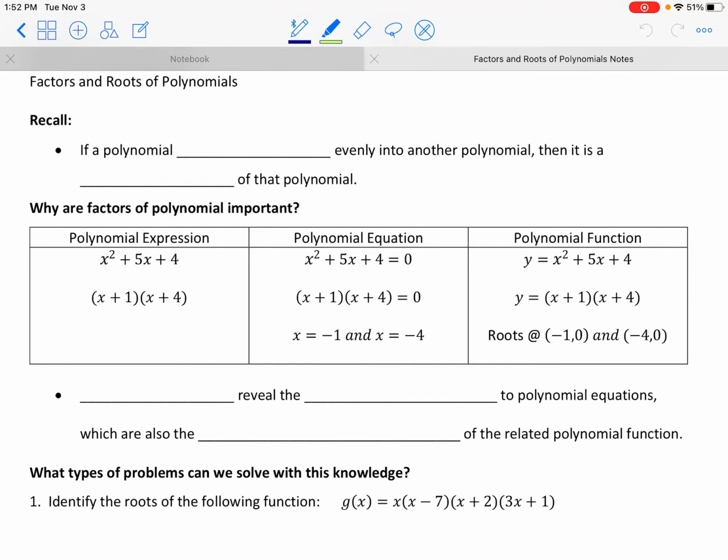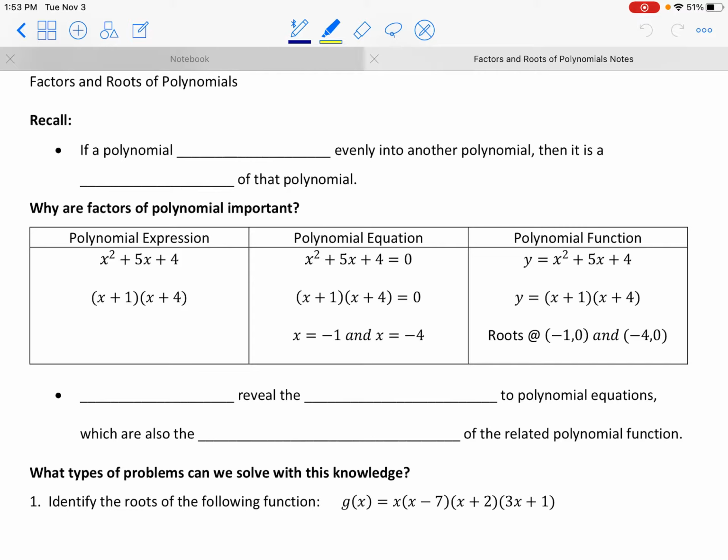Hello and welcome to our lesson on factors and roots of polynomials. In the previous topic, we talked about division, the different ways that we can divide. Those were the quotient rule, synthetic division, and then long division. And we talked about if a polynomial divides evenly into another, then that polynomial would be a factor of the other. Now, why is that important is part of what we're going to be discussing today.